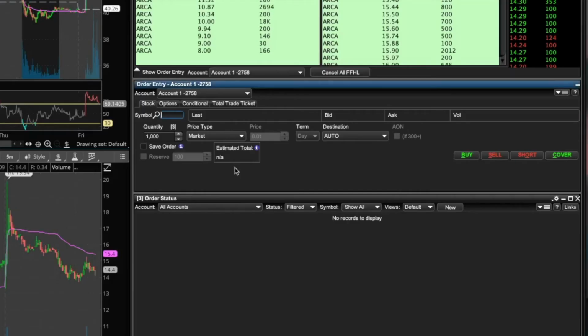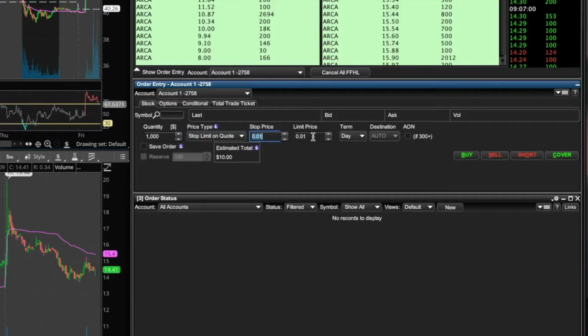So over here we have an order entry box for eTrade Pro, which is another very commonly used brokerage. All you have to do in this case is make sure that under price type you have either the stop on quote, which is just a regular stop order, or a stop limit on quote, which is of course going to be a stop limit order. And again, all you would do then is select your stop price as well as your limit price to sell.